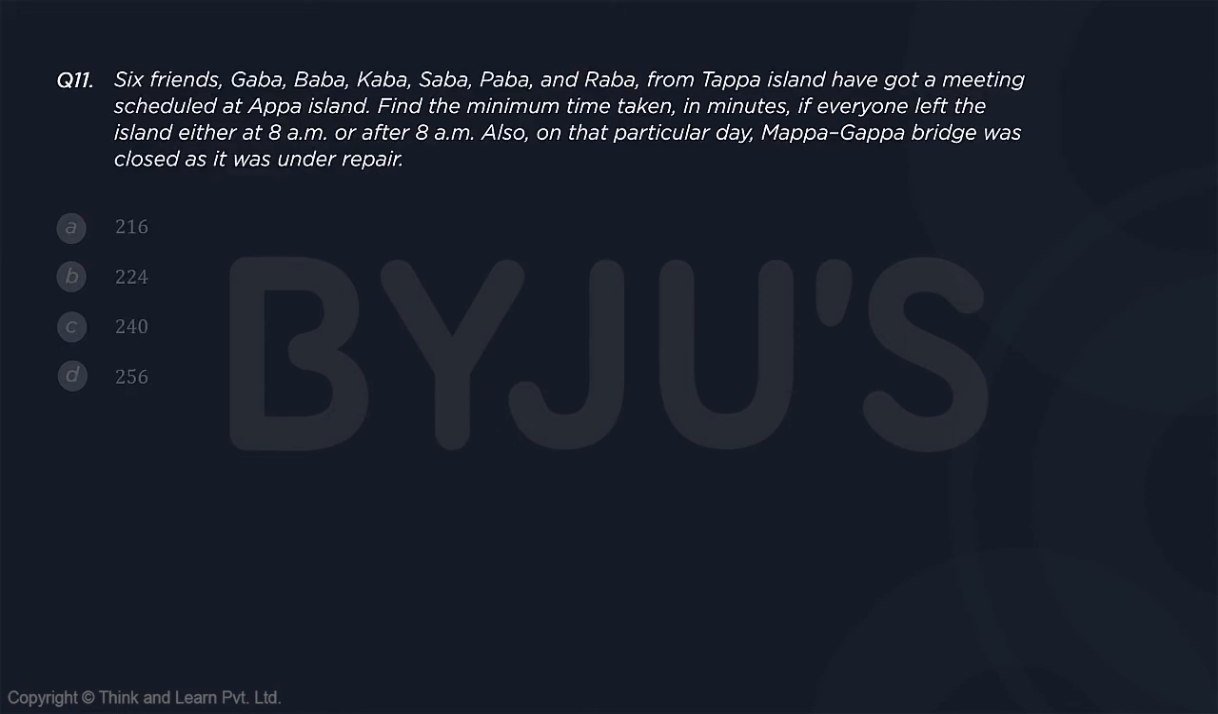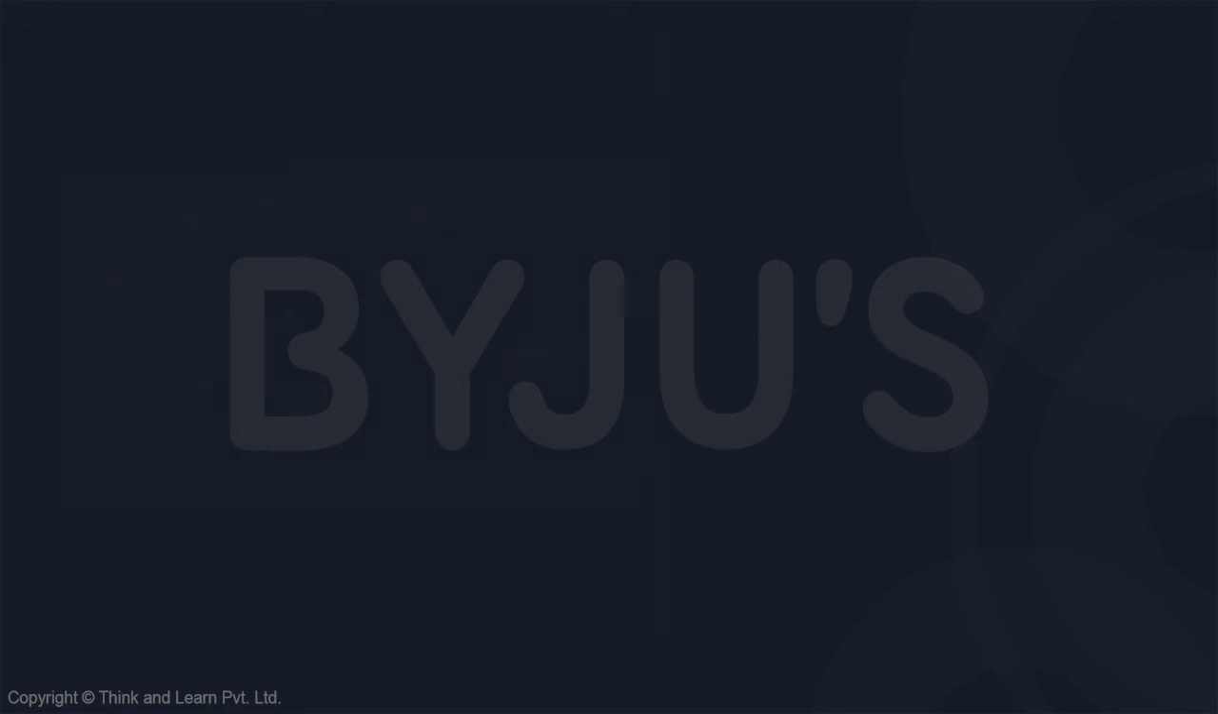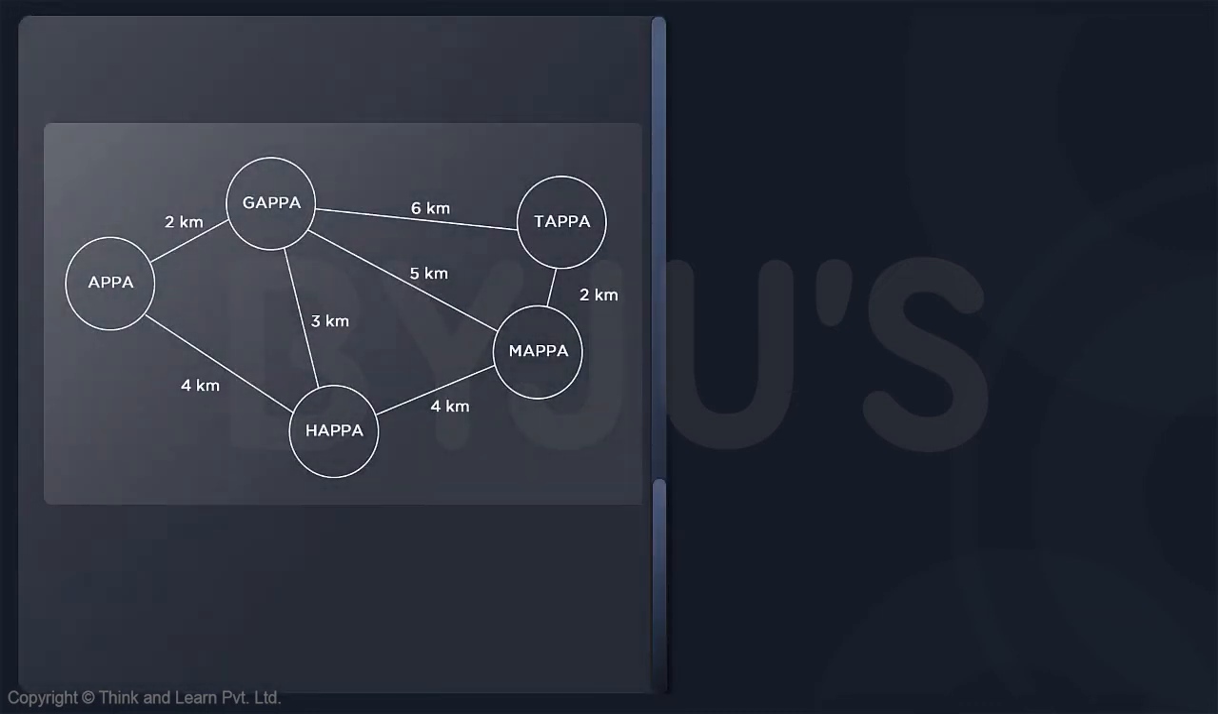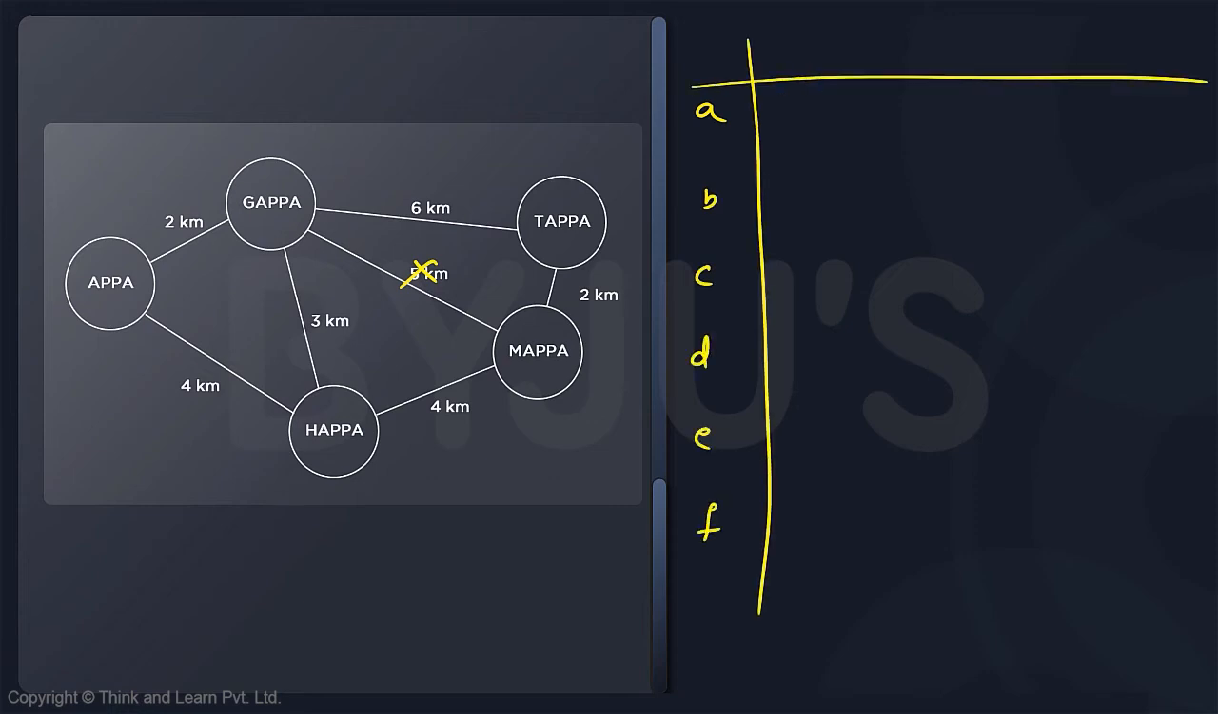So question number 11 is a bit more lengthy because you have 6 people now. So let's deal with it. 6 people are starting from T. They want to go to A, starting from 8 a.m. And MG is not working that day. So starting from T, you have to go to A, and this is not working. So let me call the people A, B, C, D, E and F.